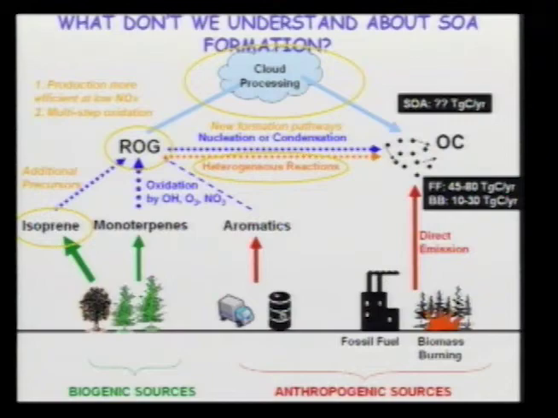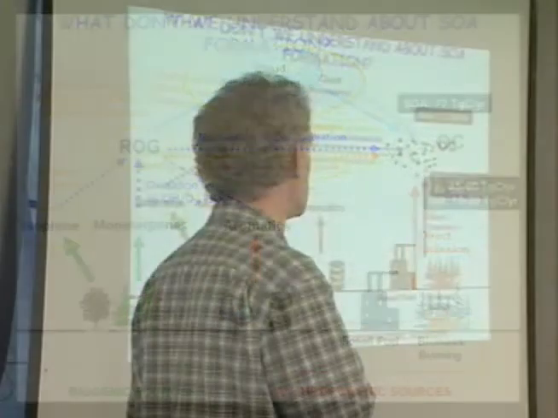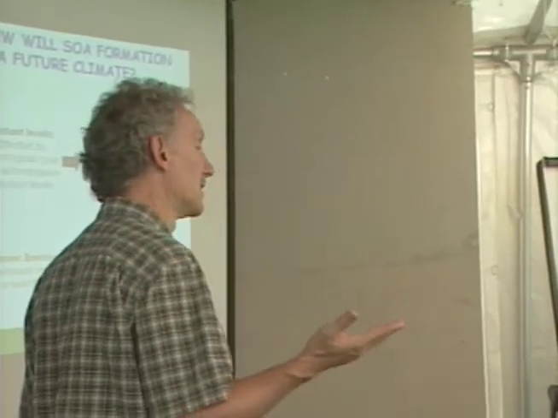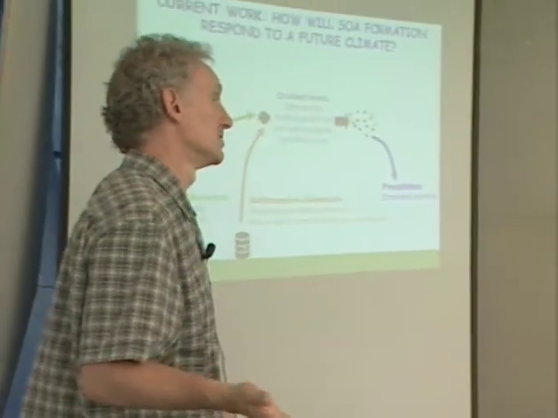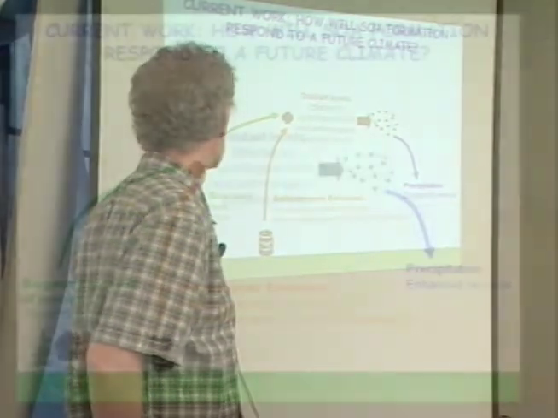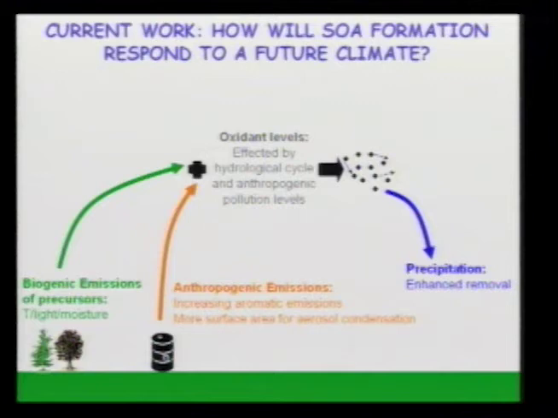So at this point in the game, rather than the 40 to 80 teragrams that we had before, the speculation is in fact that there might be much higher emissions of the precursors to the organic carbon aerosols. And I'm just outlining to you here some of the ways in which this secondary organic aerosol formation might be driven by climate change as well as influence climate change.